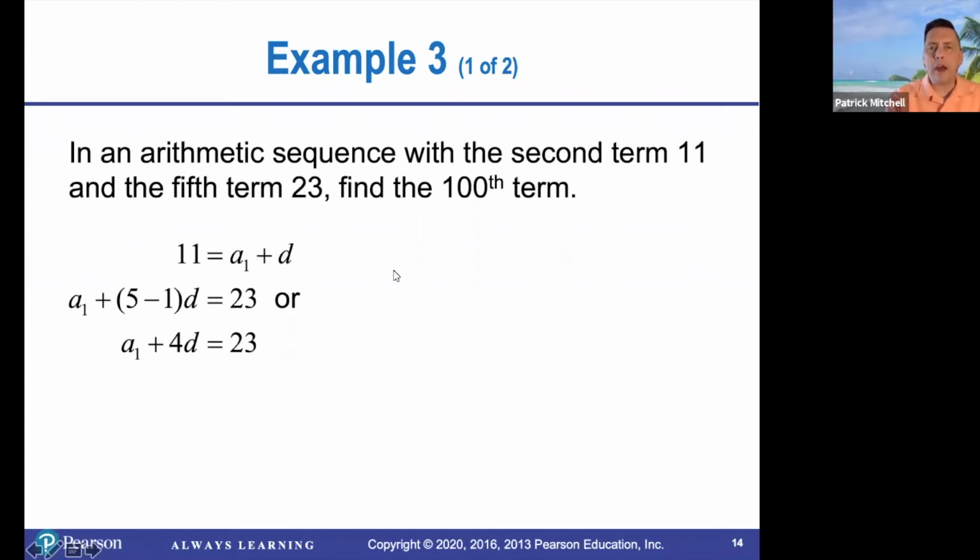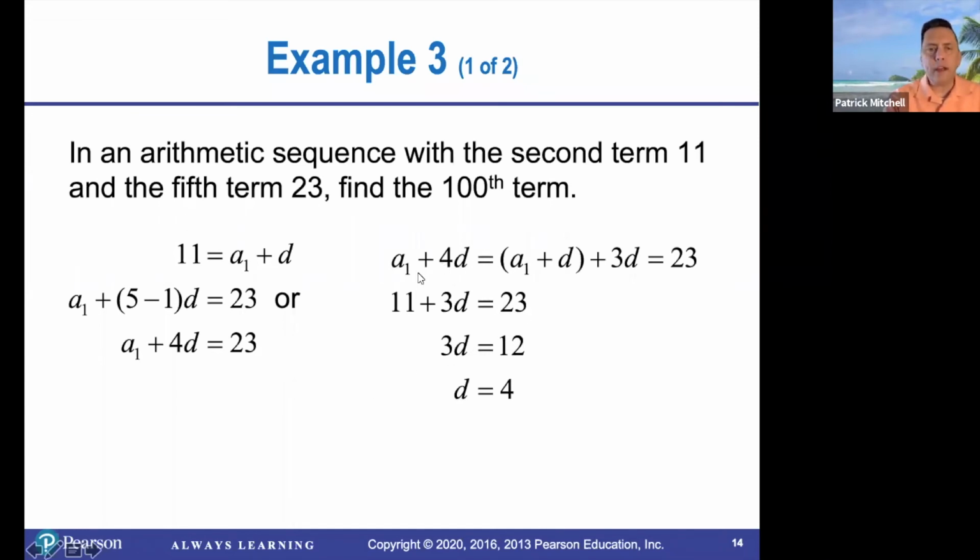And then we also know that the fifth term, remember that formula A1 plus n minus 1 times D? So they've substituted 5 for n, and that gives us A1 plus 5 minus 1 times D equals 23, because we know the fifth term is 23, which reduces down to A1 plus 4D equals 23. So we know that 11 is equal to A1 plus D, and we know that A1 plus 4D is equal to 23.